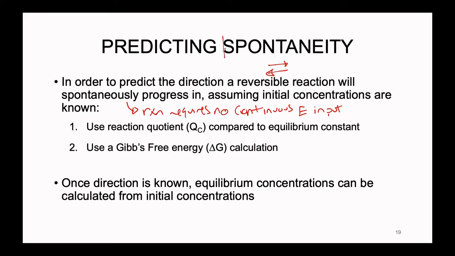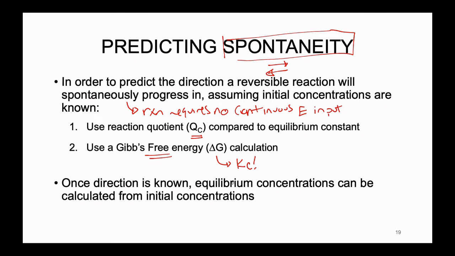Okay, so there are two different ways that we can predict the spontaneous direction of a reaction. Either we can use this concept known as the reaction quotient, which we will be describing shortly, or we can use our good old Gibbs free energy as was described in chapter 14. We are going to be looking at a slightly modified version of Gibbs free energy, a version of Gibbs free energy that includes the equilibrium constant K.